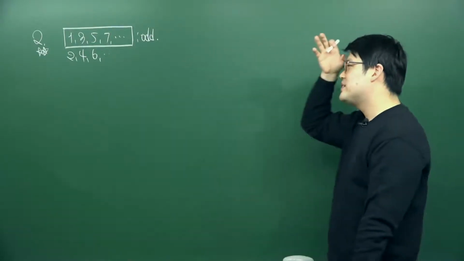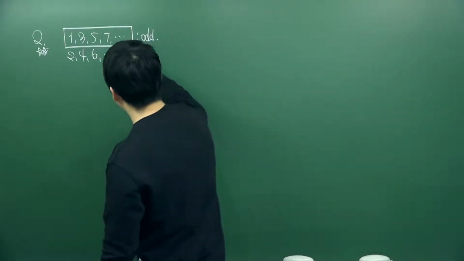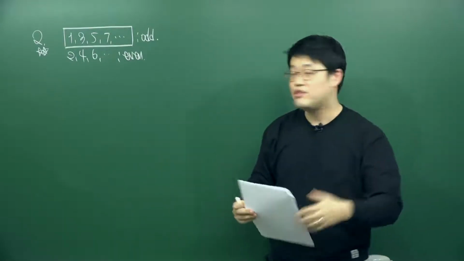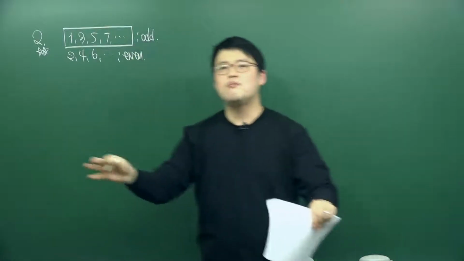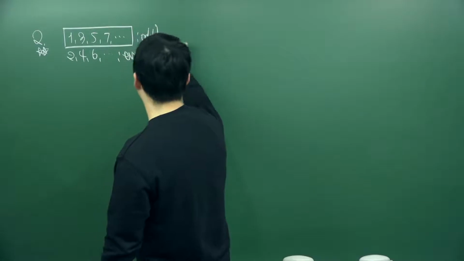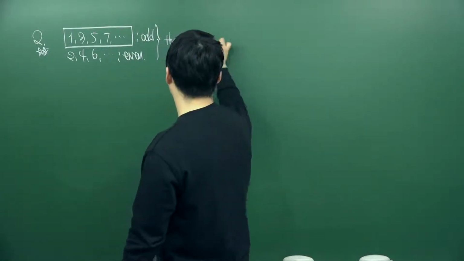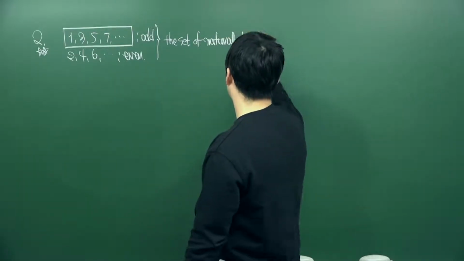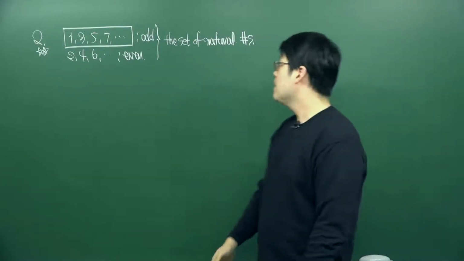Now 2, 4, 6, and 1, 3, 5, 7. They are even integers, or we can call them 1, 2, 3, 4, 5, 6, 7, 8. All those numbers are something called the set of natural numbers. By the way, when I use the pound symbol, that means numbers. So we have natural numbers.